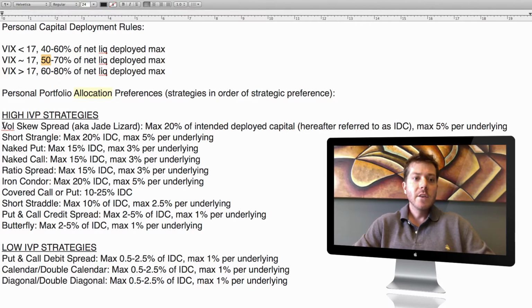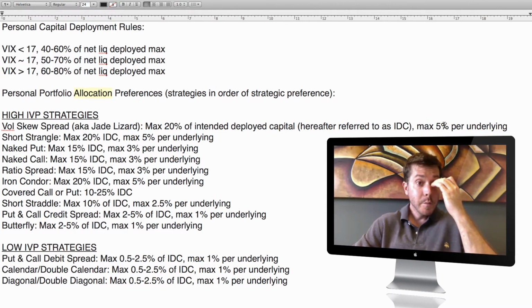So what am I saying here? I'm saying max 20% of that 50,000. So intended deployed capital. So max 20% of that 50,000. And then max 5% per underlying. What am I saying there? I'm saying max of 5% per underlying.